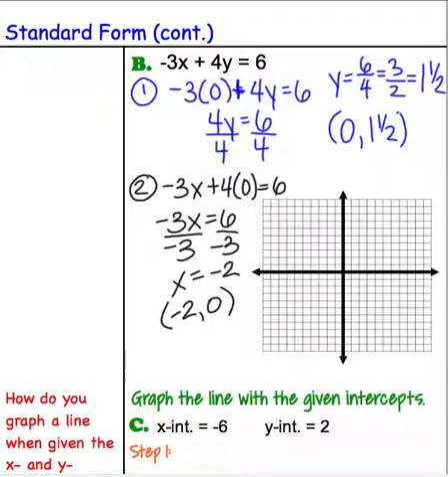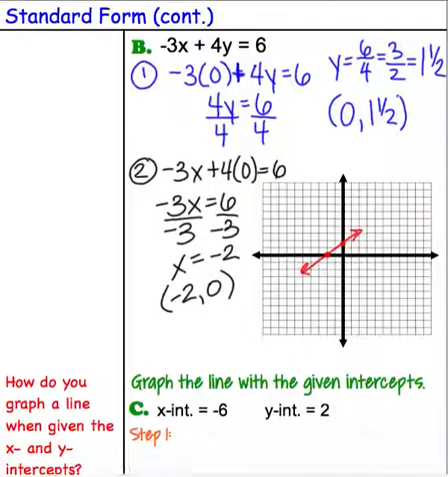So now I'm going to go ahead and graph those. I got 0, 1.5, which is partway in between. It makes it easier if you have a little bit bigger graph paper or can zoom in on your iPad. And negative 2, 0. Draw my lines to connect my points, and I am done.